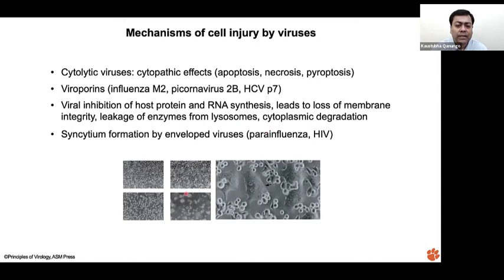And also you can see right here, this is a picture that we have seen many times. This is directly the cytopathic effect that you can see here. You can see this giant syncytia formation, which is seen in the parainfluenza virus as well, which are the viral factory. So these are the different types of cell injury that is shown by these viruses.